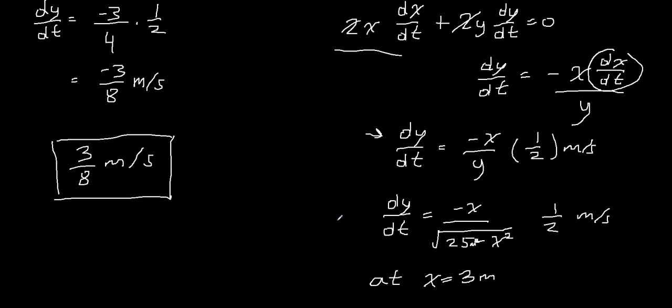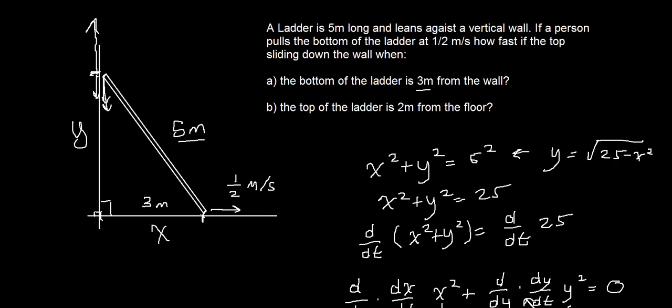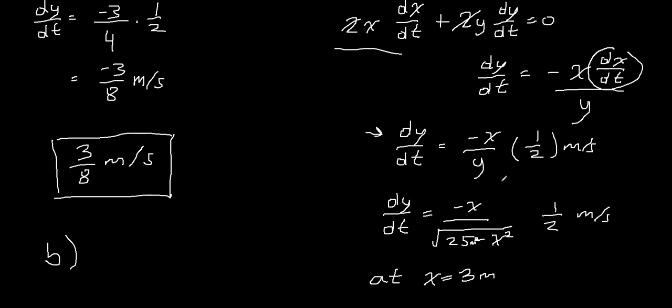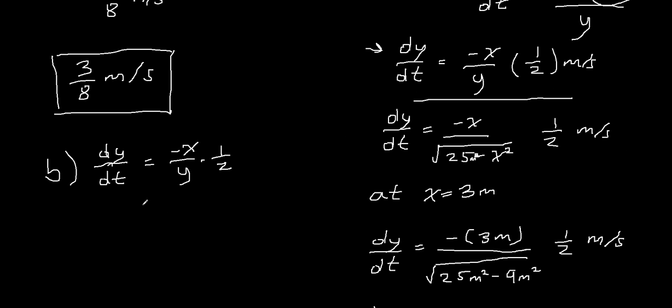Now let's try part B. That was A. What does that ask for? When the top of the ladder is 2 meters from the floor. That's actually pretty easy. We don't have to do the entire thing again. You just take this equation that we have, right? dy over dt equals negative x over y times a half. And this time you solve for x when you know that y is 2. So scroll down a bit more.